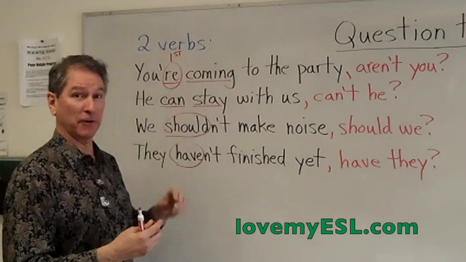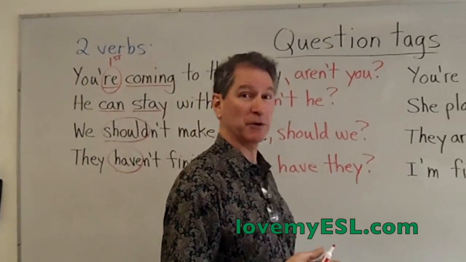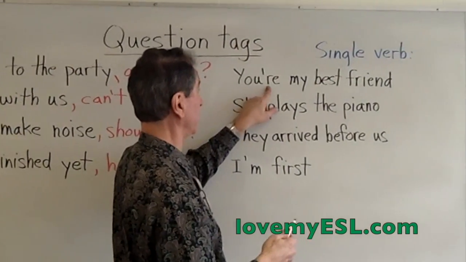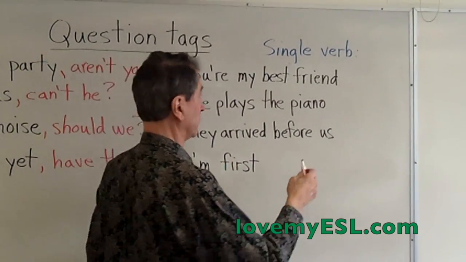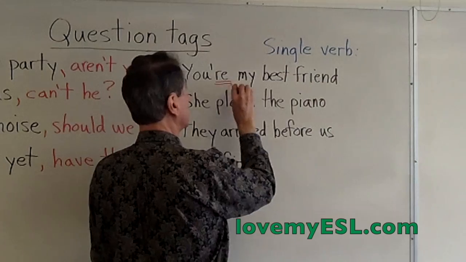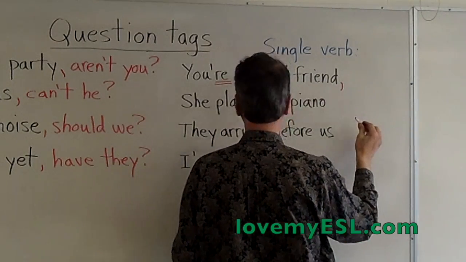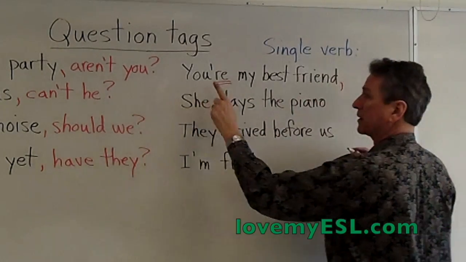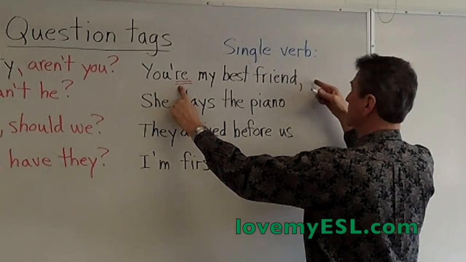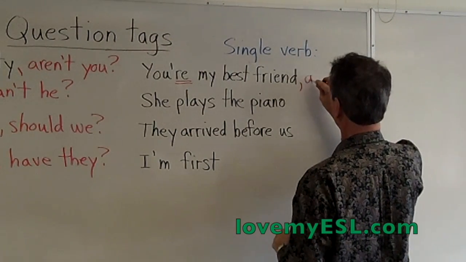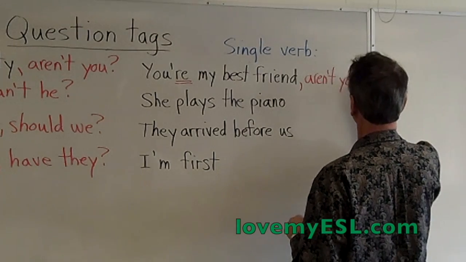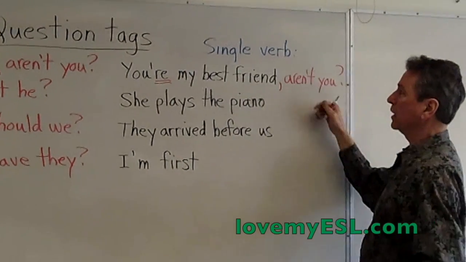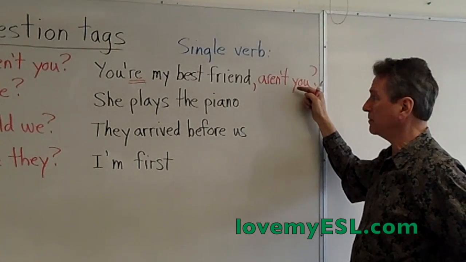Now, besides double verbs, there's also cases where you have single verbs. For example, the verb be. So, you are my best friend. When you have the verb be, you have to repeat the verb be at the end of the sentence. Now, just like over there, when this is positive, this has to be negative. So it's going to be aren't you? With a question mark. You're my best friend, aren't you?